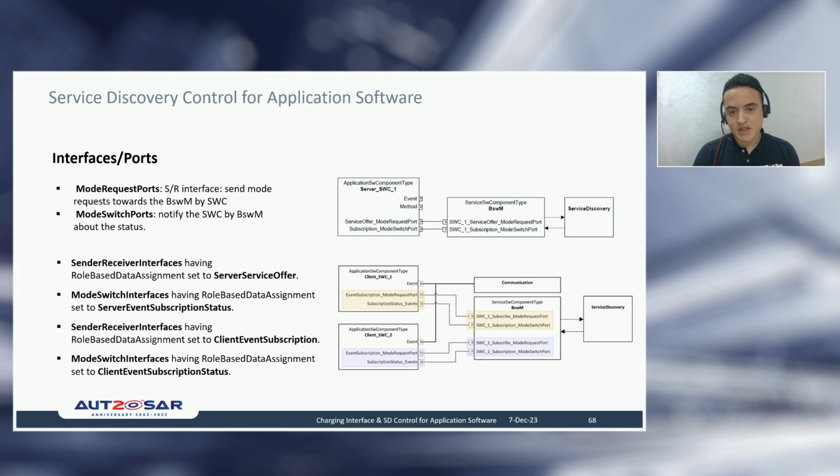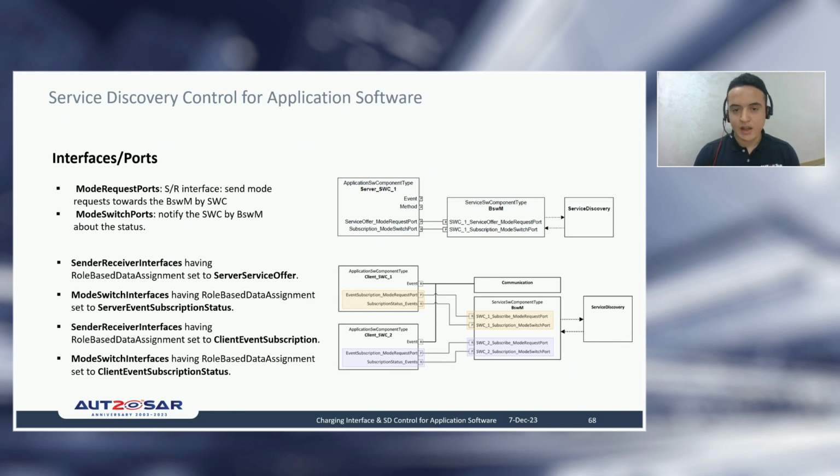First, a sender receiver interface with rule-based data assignment set to server service offer, by which the server will be able to send the offer in the network. And also a mode switch port with rule-based data assignment set to server event subscription status, by which the server will be able to check if there is any subscriber to his service or not.